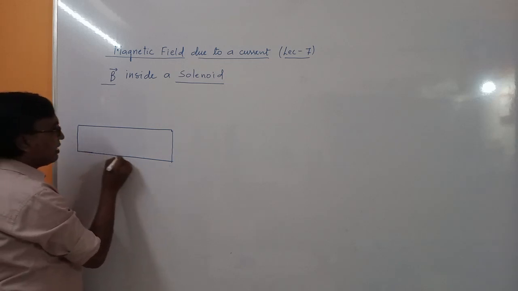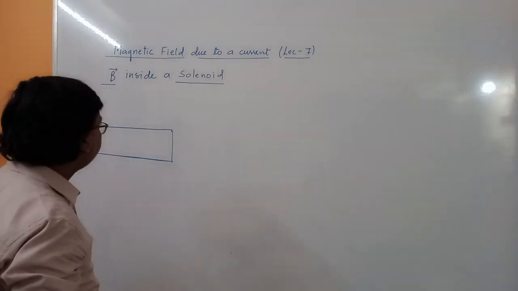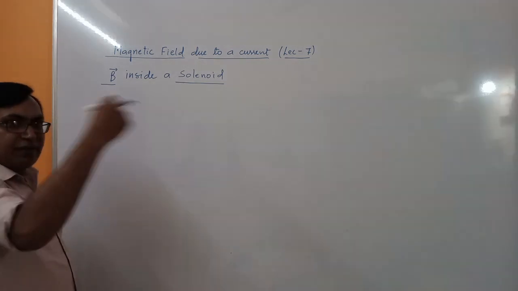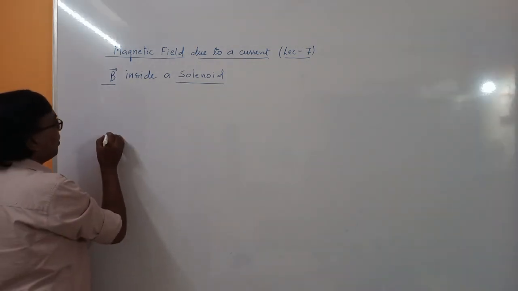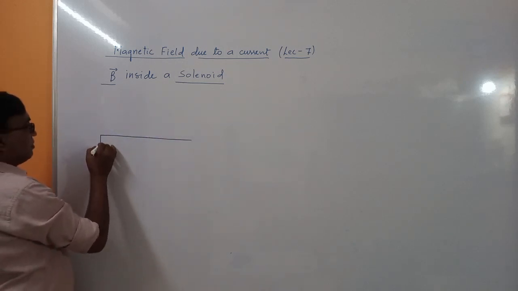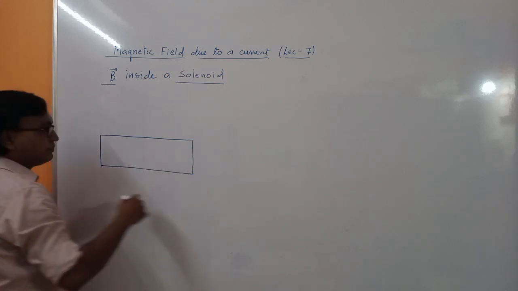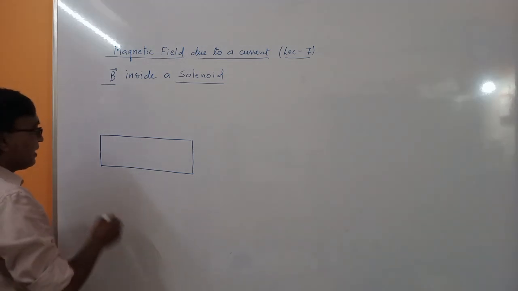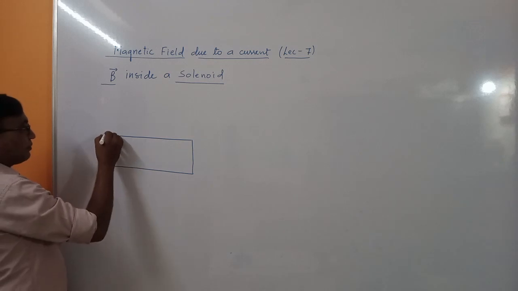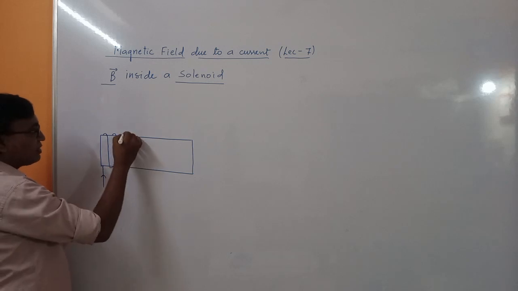So this is a cylindrical non-conducting material. A wire is wound on a non-conducting material. Okay, here we are considering a cylindrical non-conducting material. So this is a wire wound on this.